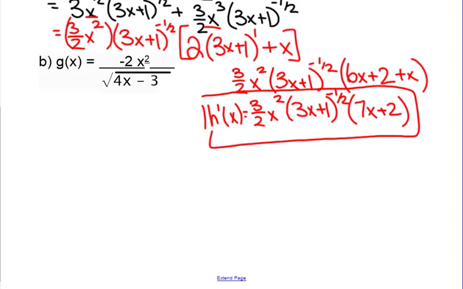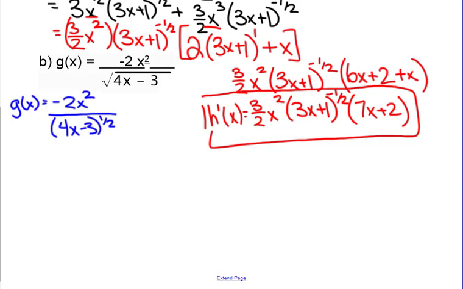Again, personally, I don't like the look, so I'm going to change that. So g of x is equal to negative 2x squared all over (4x minus 3) to the 1/2. Looking at that, it looks like a quotient rule. And while that's delightful, personally, I'm not a fan whatsoever of the quotient rule. I prefer a chain rule or a product rule, because then I don't have that ultimate stacking.